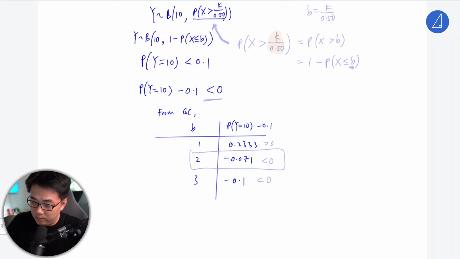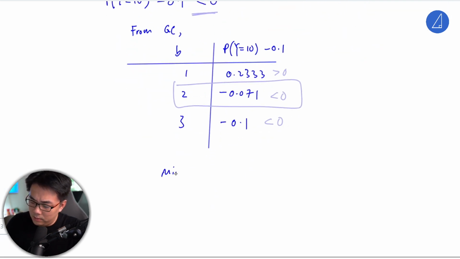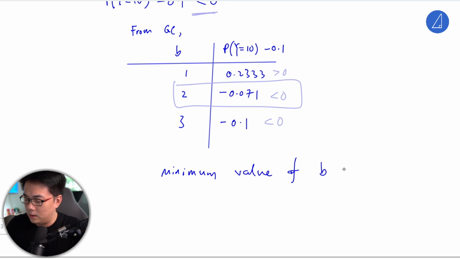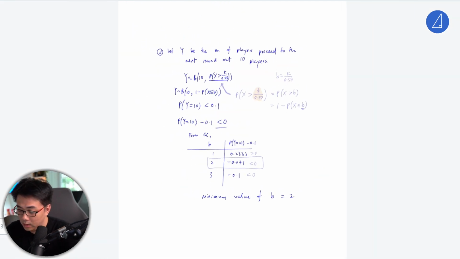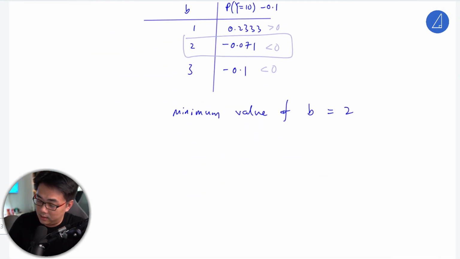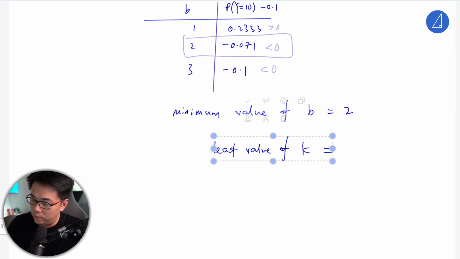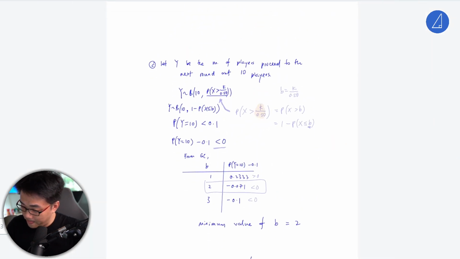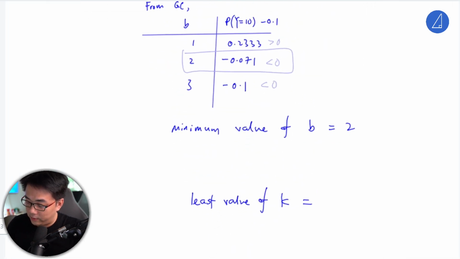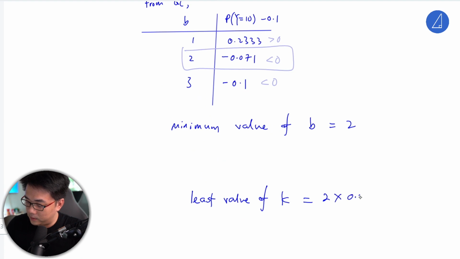Okay, so the minimum value of B equals to 2. Hence, the least value of K is equals to, if it's 2 blue balls, that will be 2 times 0.5, 50 cents, $1.